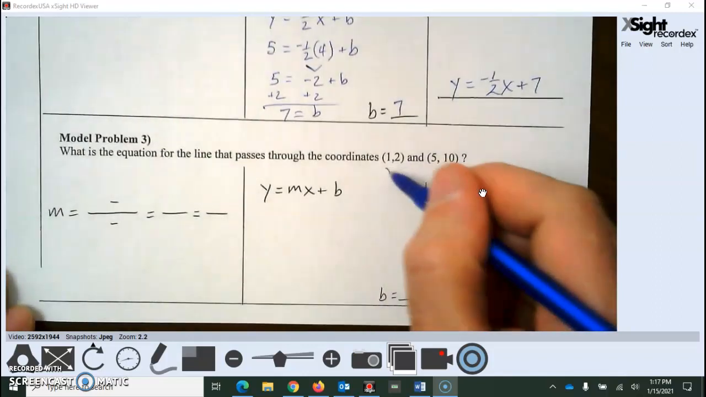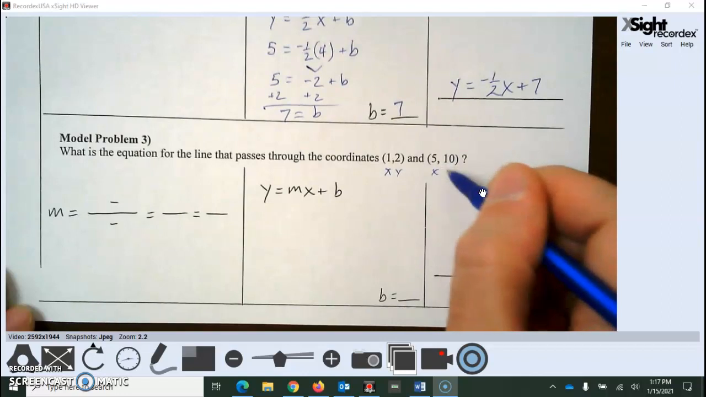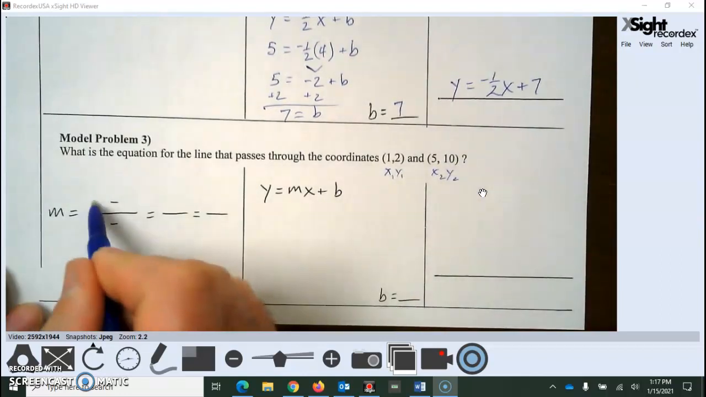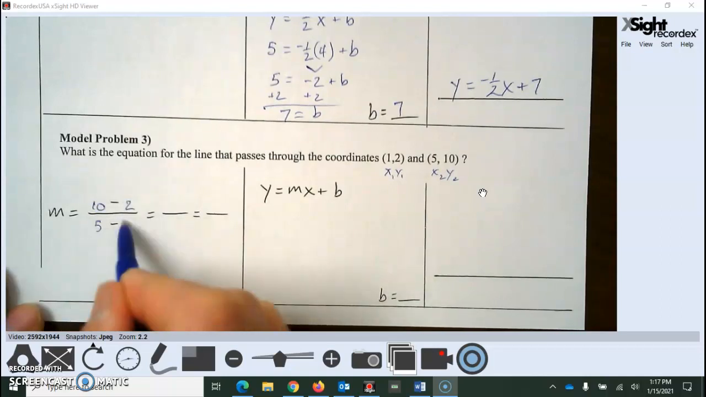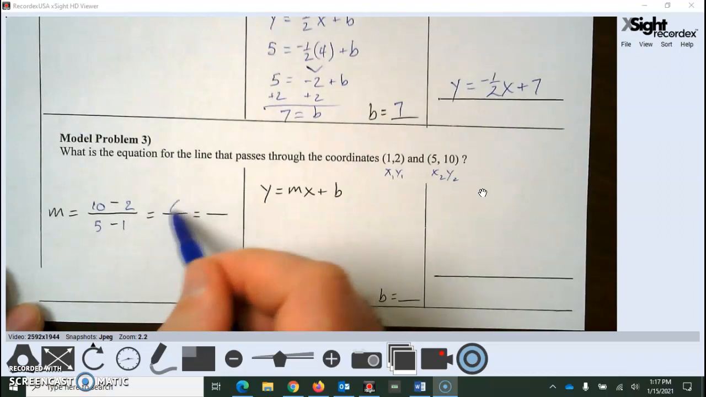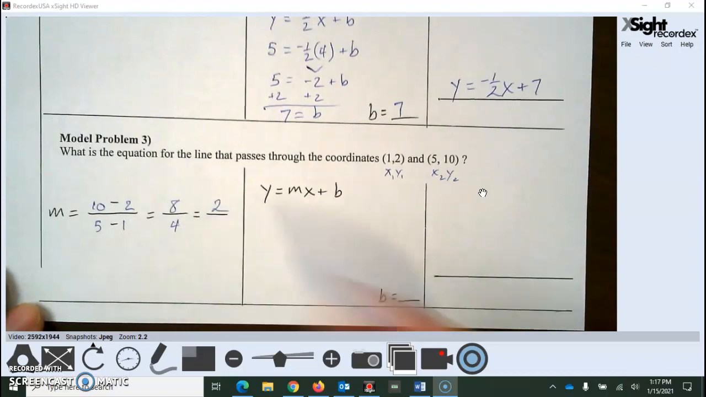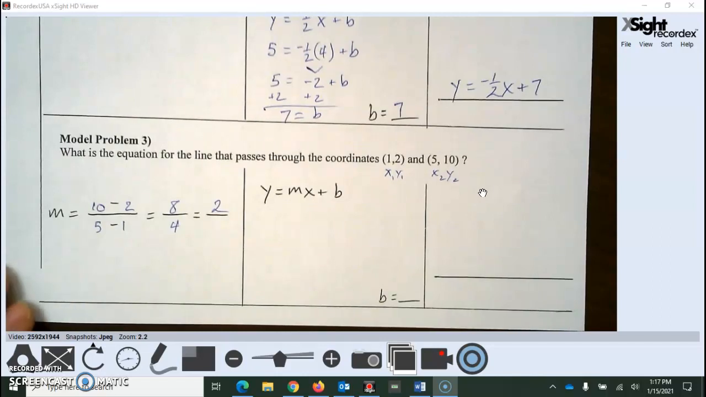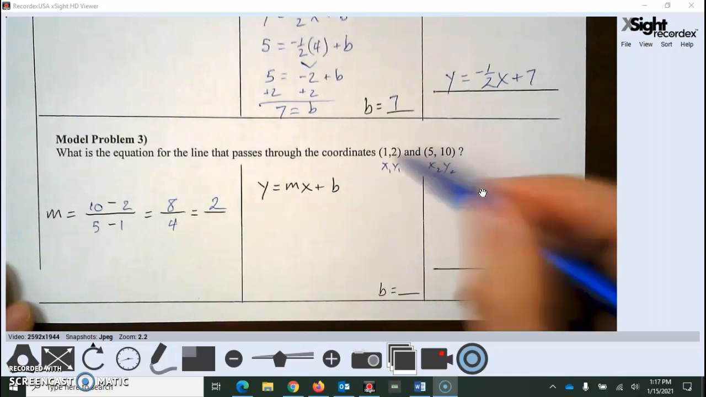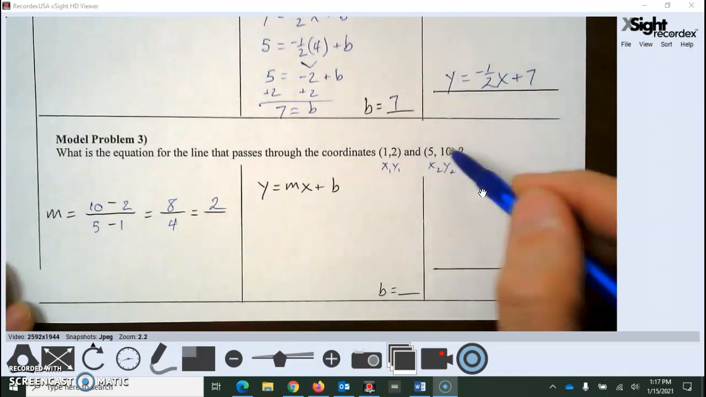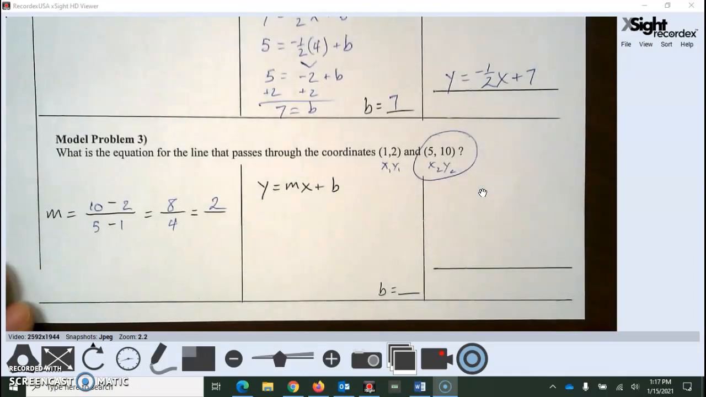So, x and y's, 1s, 2s. We should all be able to get this part taken care of pretty quickly. Let's see, it looks like 8 over 4, which is 2. Okay, m is 2. Again, came up on the first problem. All right, pick a point you want to use to get b. I used the first point on the previous example, so I'll use this one.